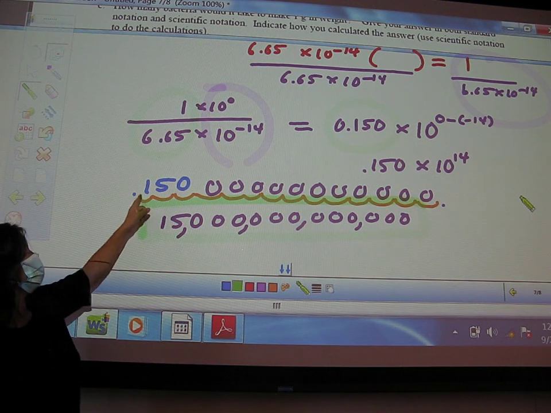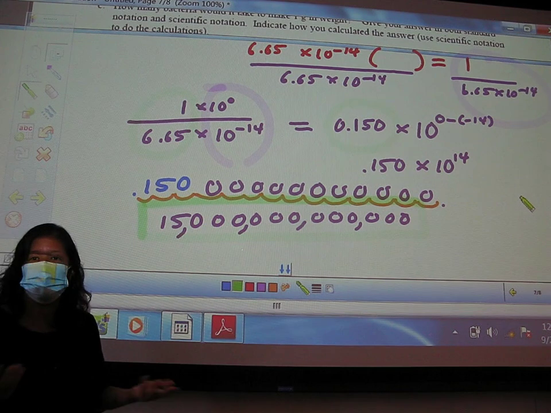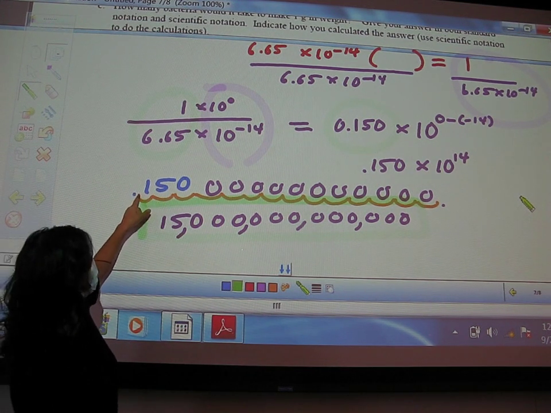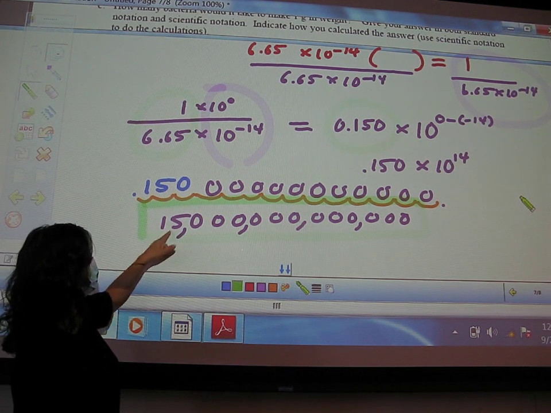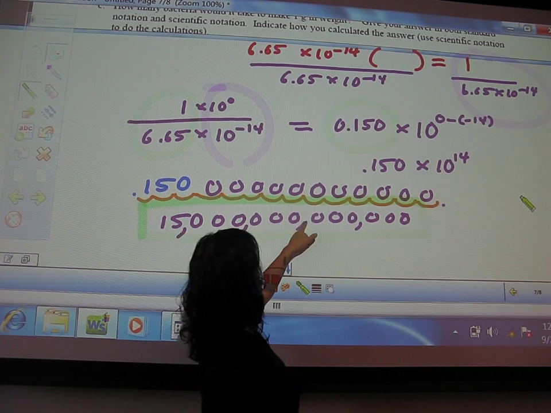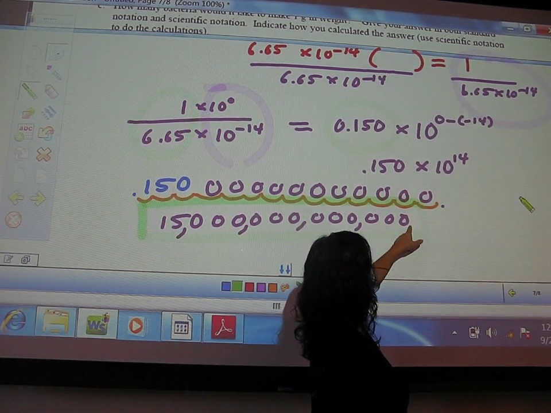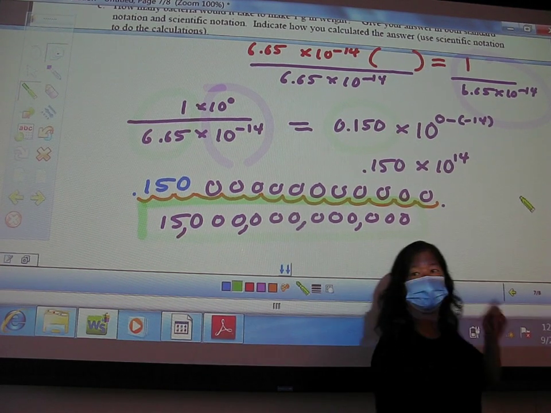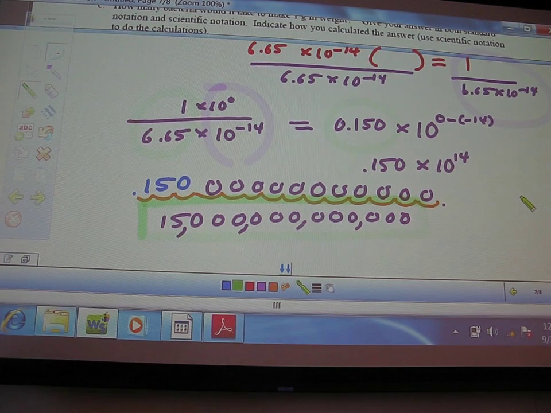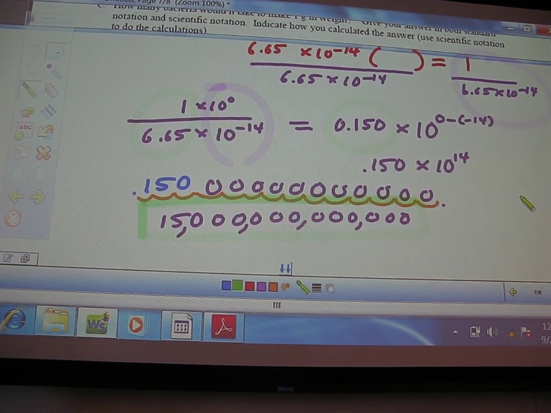Just move it over. That's why they usually work in scientific notation, because it's easier when you have all these zeros. I move it over 14 times. So if I start off here, I should move over 1, 2, 3, 4, 5, 6, 7, 8, 9, 10, 11, 12, 13, 14. So that should be right. Okay, so now, everybody, write this in scientific notation.